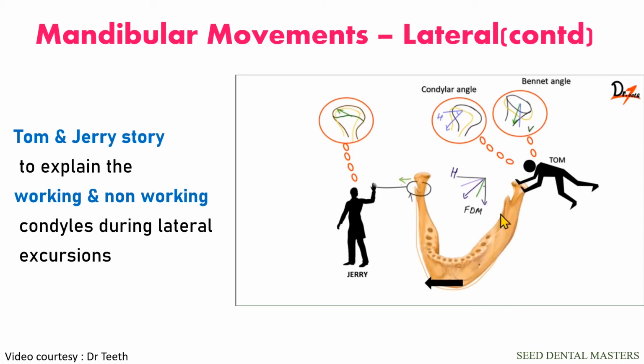Similarly, the non-working side of the condyle will translate, or bodily movement of this side of the condyle will be seen, and the movement will be in the direction of forward, downward and medially. Or we can say that Tom is pushing this side of the condyle in a forward, downward and medial direction. So the non-working side of the condyle during lateral movement will move in a forward, downward and medial direction, and the working side of the condyle will rotate in this direction, or lateral direction.